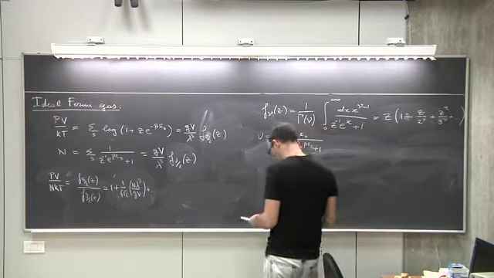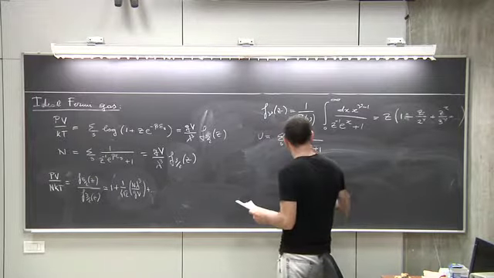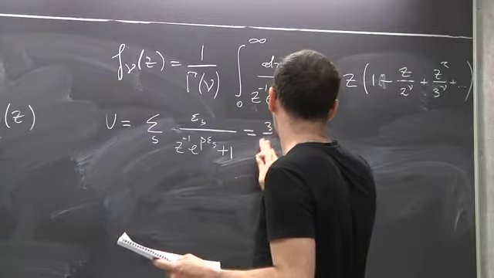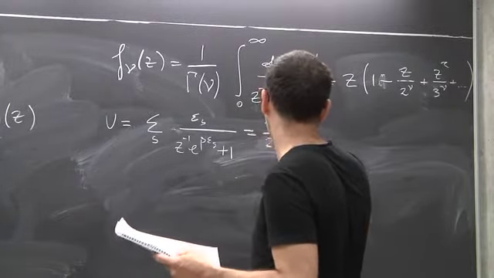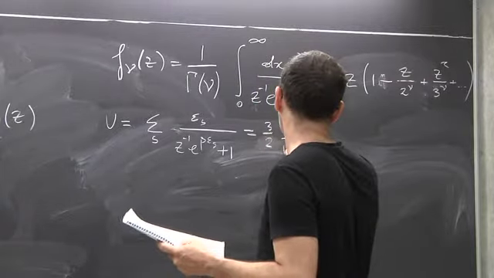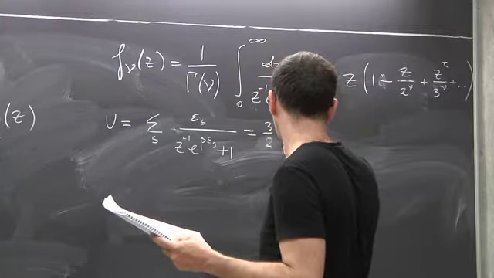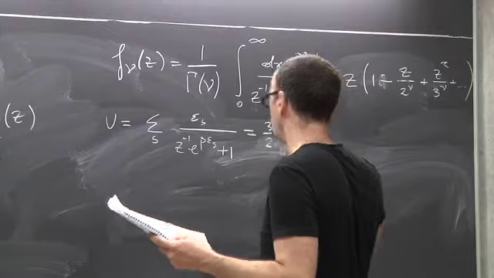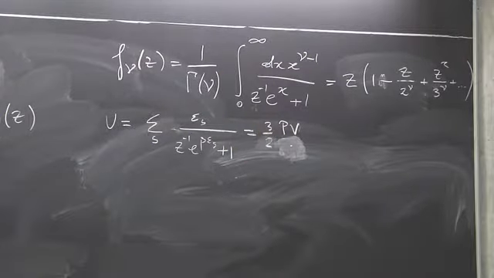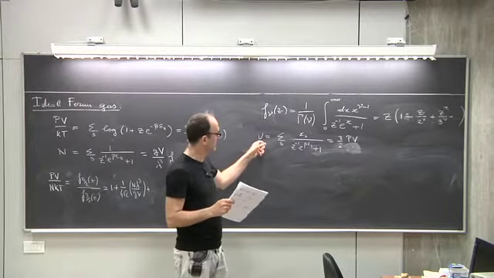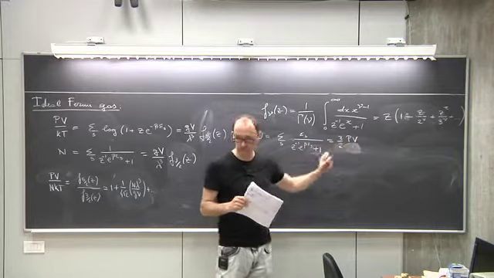So the energy of the gas is 3/2 of PV over KT. So there is a factor 3/2 and a factor KT. So that if you do this calculation, you recover again the relation that U is equal to 3/2 PV. Okay.